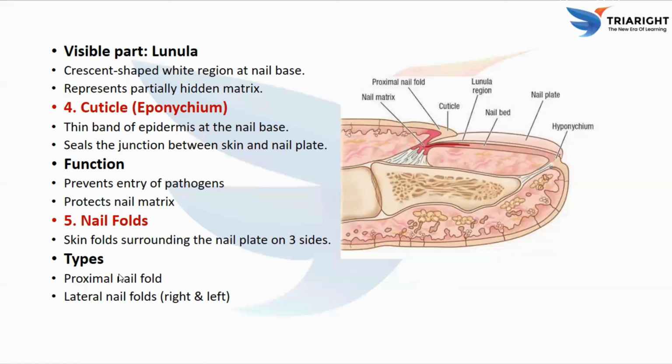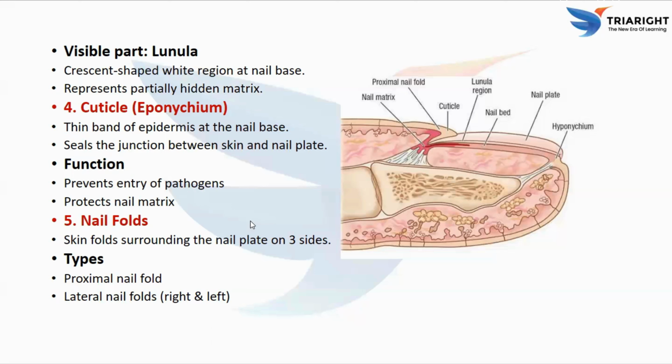So the next part is nail fold. So what are nail folds? Skin folds that are surrounding the nail plate on three sides, nothing but the back plus two sides, is called the nail fold. So you have two types of nail folds. One is proximal nail fold and one is lateral nail fold. So this proximal nail fold, it is located at the back base of the nail, whereas lateral nail fold, it is located at the sides of the nail.